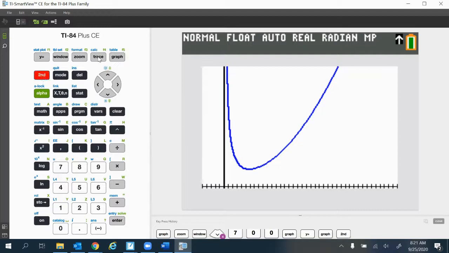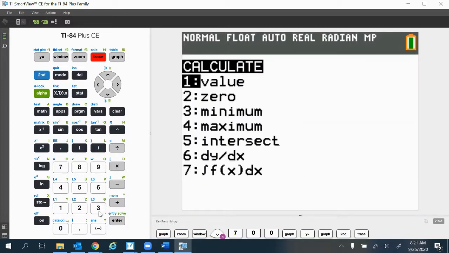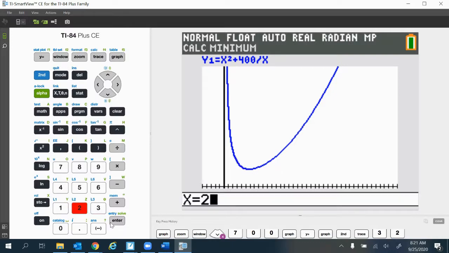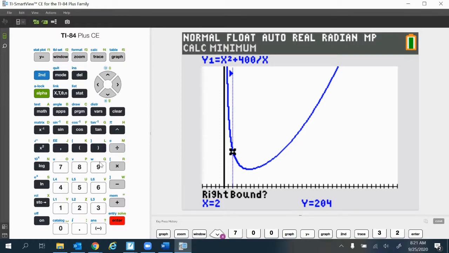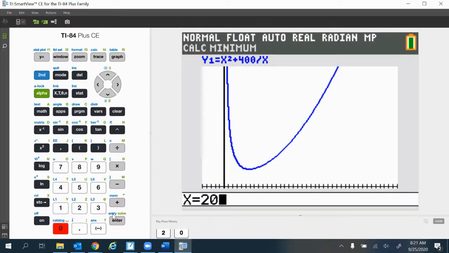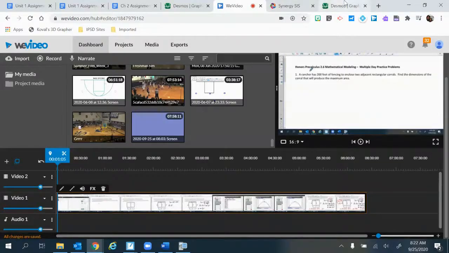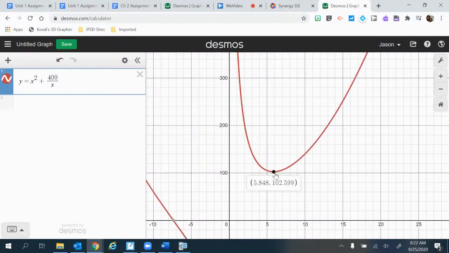So I'm going to hit second trace, which allows me to calculate. Then I'm going to hit 3 for minimum, or I can just scroll down to minimum. Then I want to make sure that I bound the minimum when I'm doing this. And it appears that the minimum is at 5.848, 102.598.